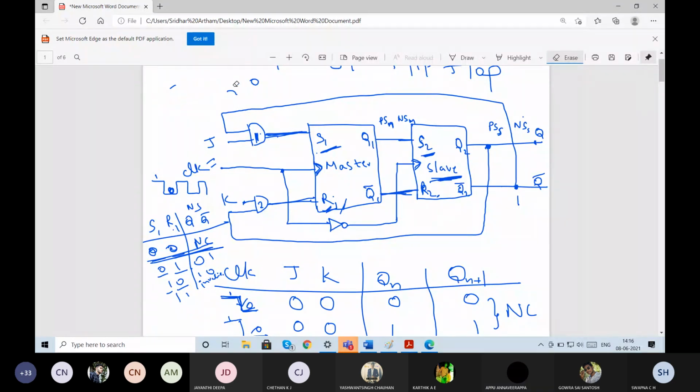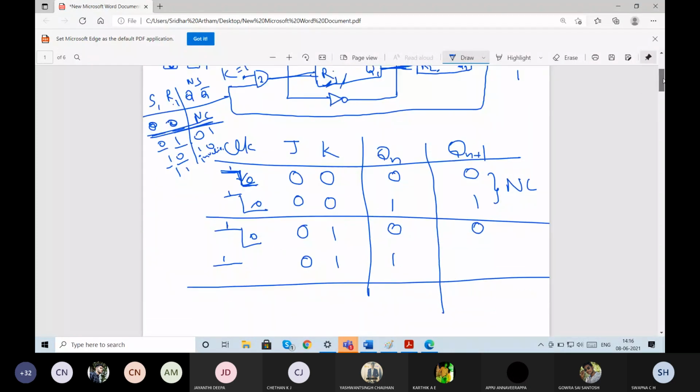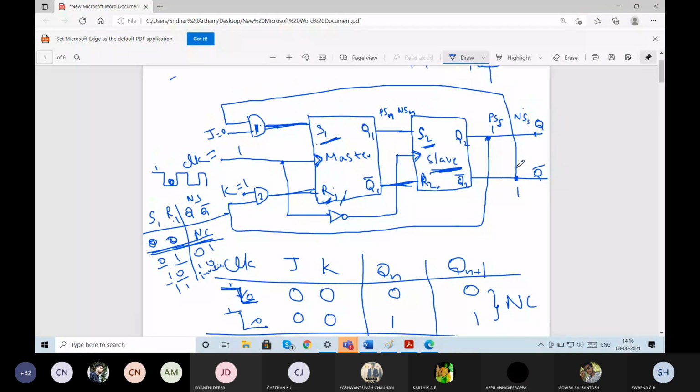So again, I need to take positive clock. First clock is 1, J value is 0, K value is 1, and the present state is 1. That is the case I need to analyze. If the slave present state is 1, the master present state will also be 1 only. Fine. Now clock is 1.